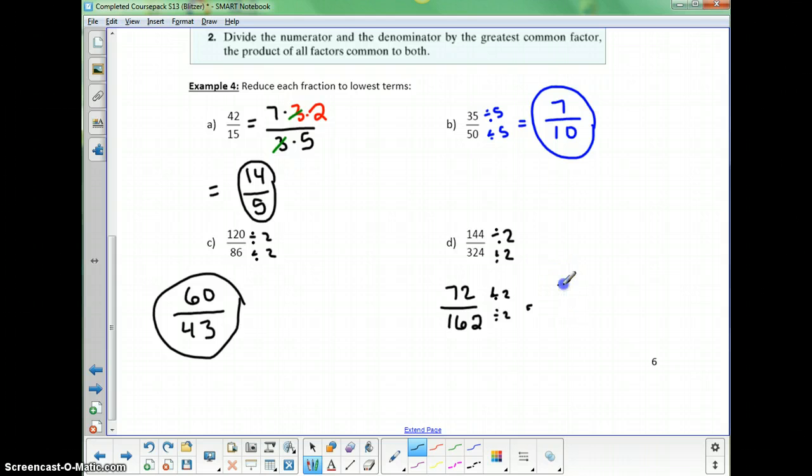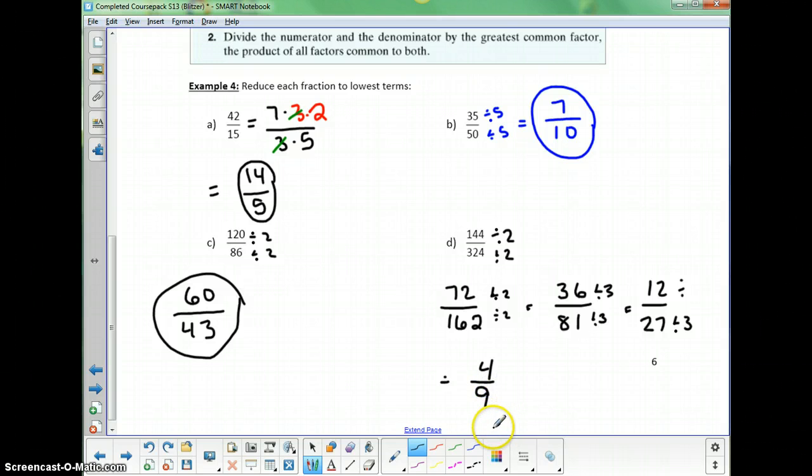Okay, so that'll give me 36 over 81. Alright, they're not even anymore. This 81 isn't. But they're smaller, so I know that 3 goes into 81 and 3 goes into 36. Let's divide them by 3. 3 goes into 36 12 times. 3 goes into 81 27 times. I can still divide them by 3. So that would give me 4 over 9.